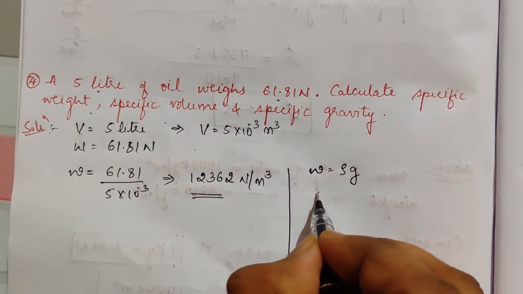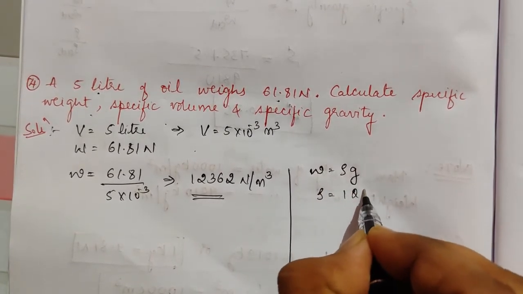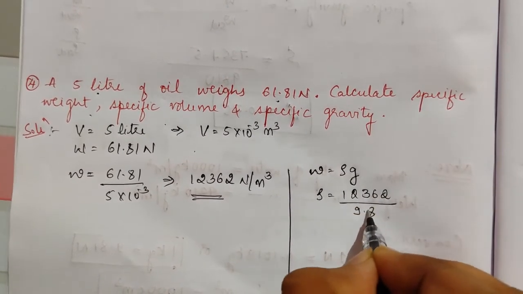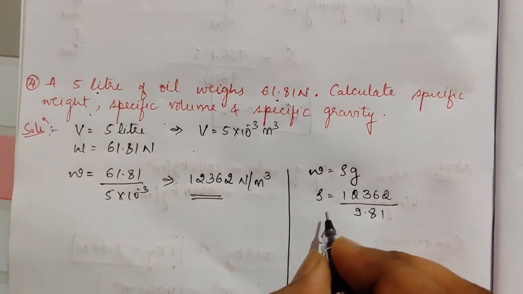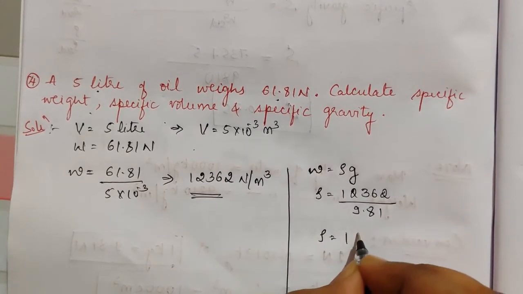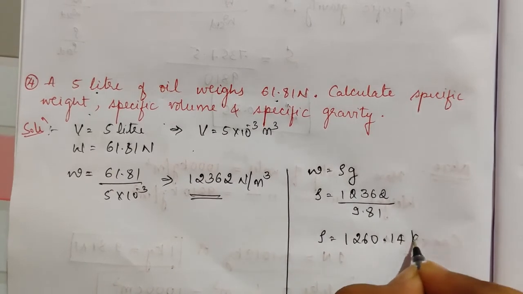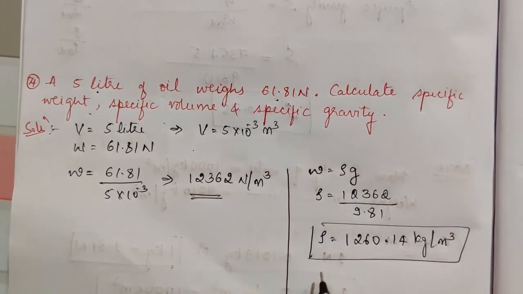So now density is equal to what? This, 12362 divided by 9.81. So it will be 1260.14 kg per meter cube is your density.